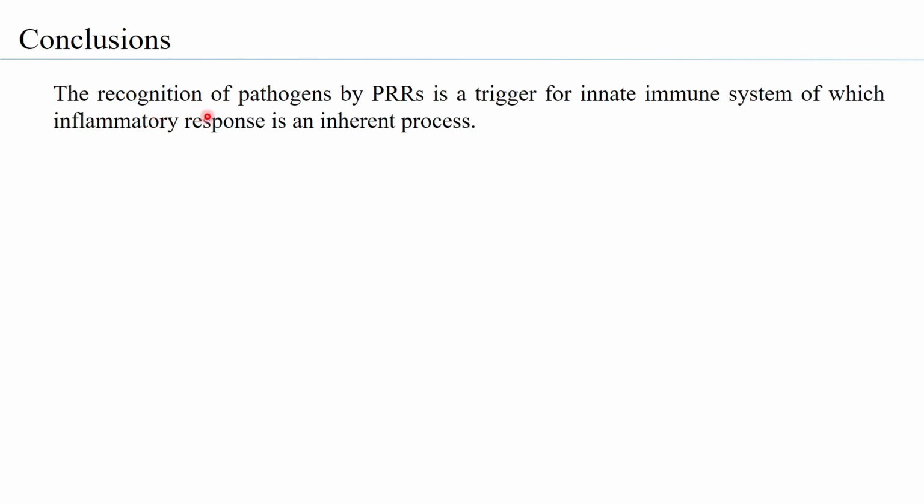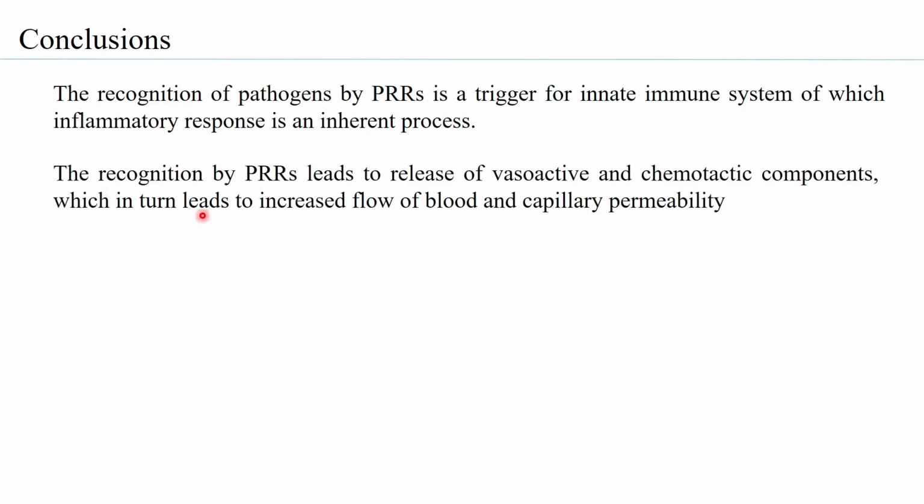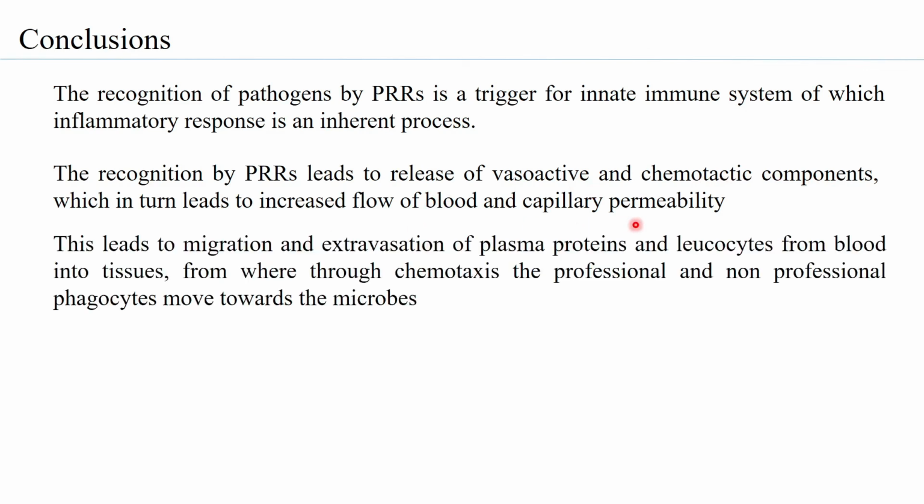The recognition of pathogens by pattern recognition receptors is a trigger for the innate immune system, of which the inflammatory response is an inherent process. The recognition by the pattern recognition receptors leads to release of vasoactive and chemotactic components, which in turn leads to increased flow of blood and capillary permeability. This in turn leads to migration and extravasation of plasma proteins and leukocytes from blood into tissues, from where, through chemotaxis, the professional and non-professional phagocytes would move towards the microbes.